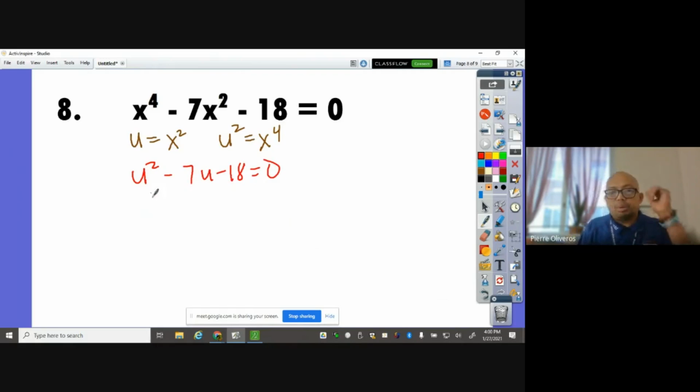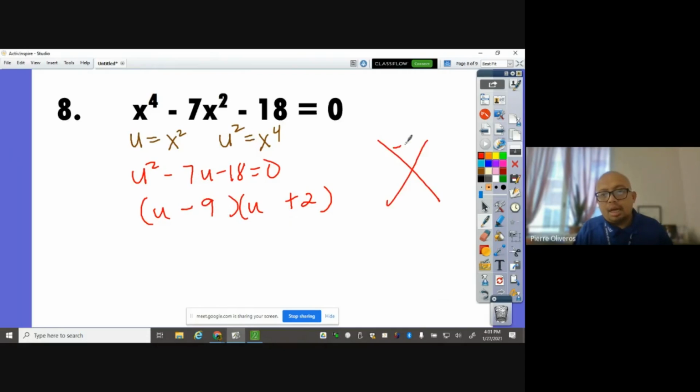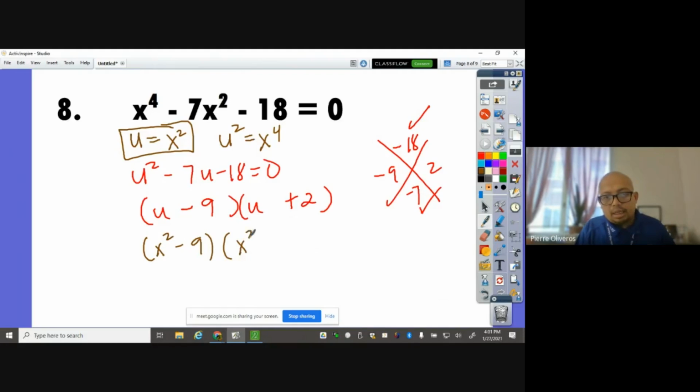What two numbers, when you multiply them, give you negative 18, and when you add them, will give you negative 7? The answer is negative 9 and 2. Negative 9 times 2 will give you negative 18. When you add them, it will give you negative 7. And then I will replace this back. It will be now x squared minus 9 times x squared plus 2 is equal to 0.